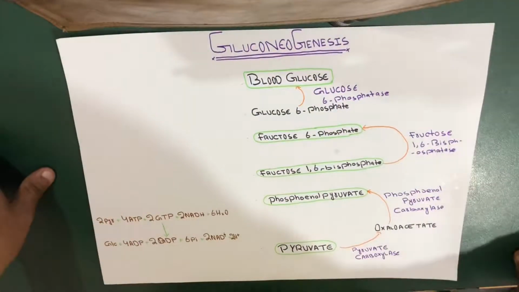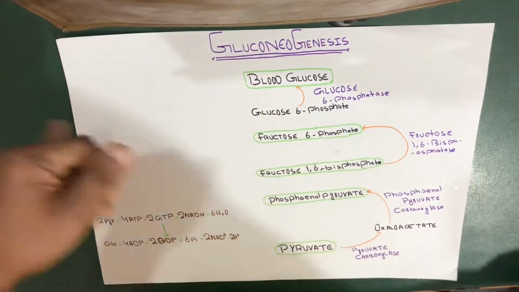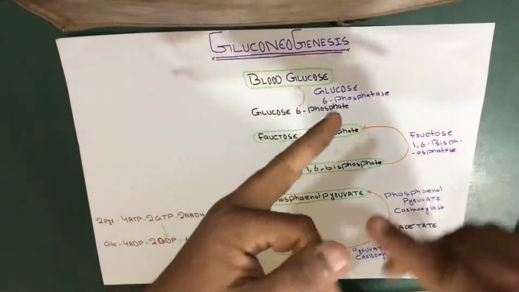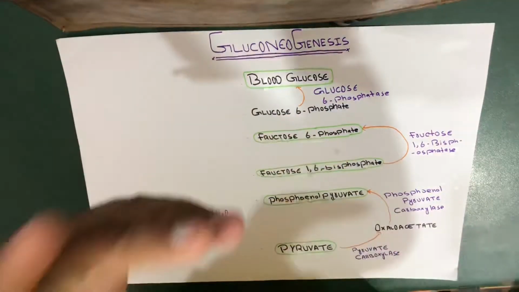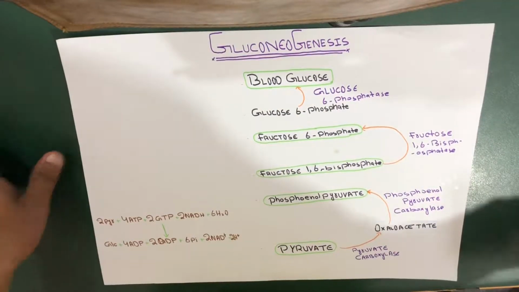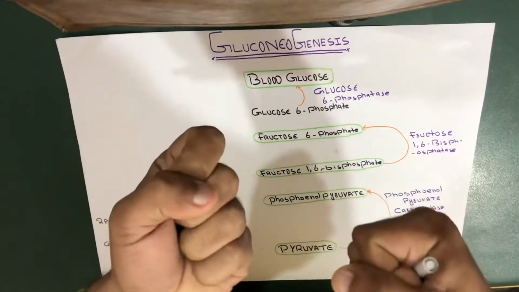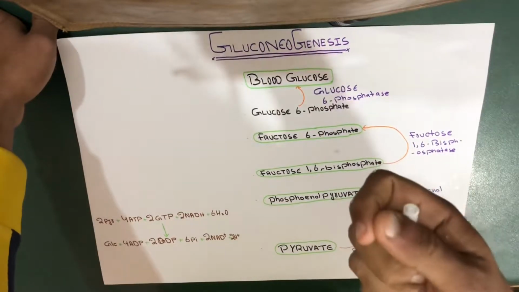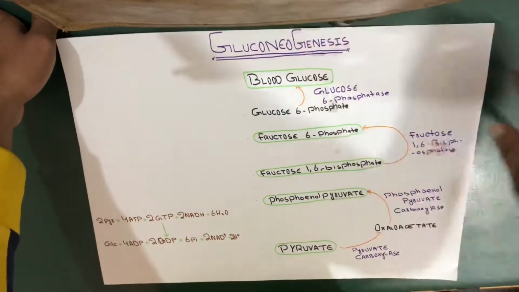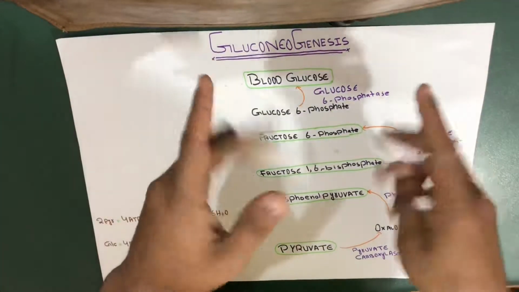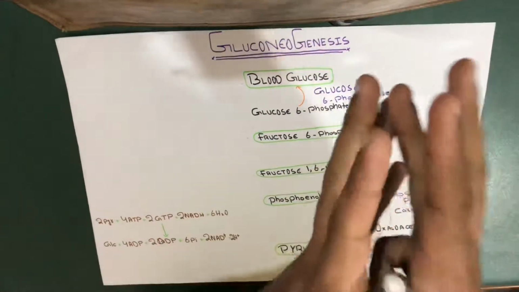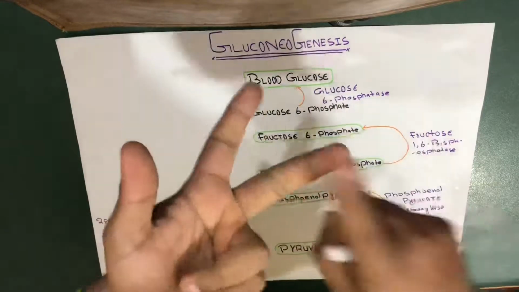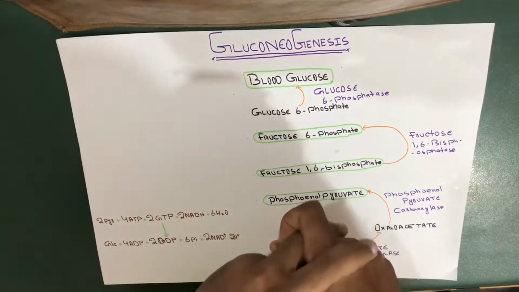What are those non-carbohydrate molecules? If I'm going to name them, they would be lactate, glycerol, amino acids, your pyruvate, and the list goes on. The major substrates which go through the process of gluconeogenesis are lactate, glycerol, amino acids, and pyruvate. So what is gluconeogenesis? It's the making of glucose from non-carbohydrate molecules, like lactate, glycerol, and pyruvate.